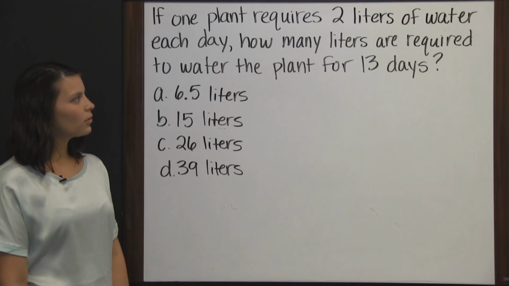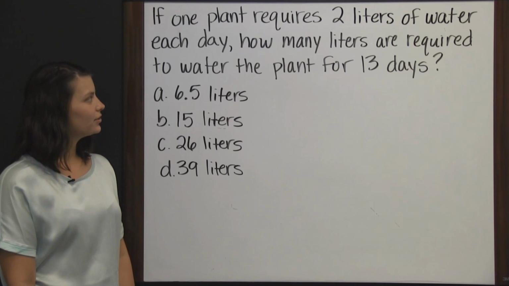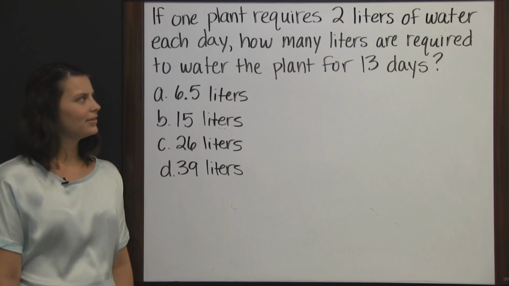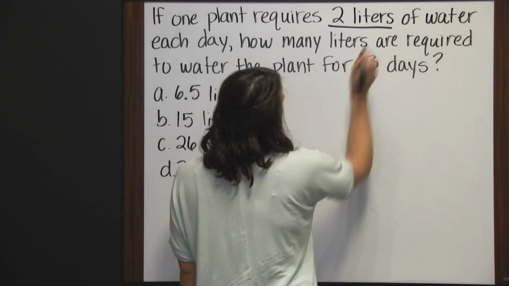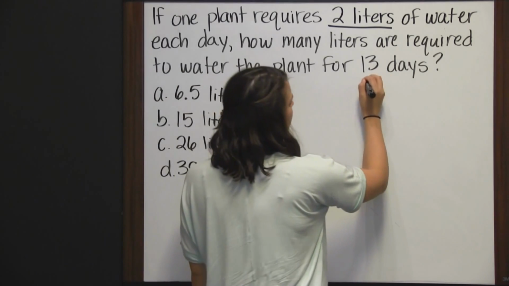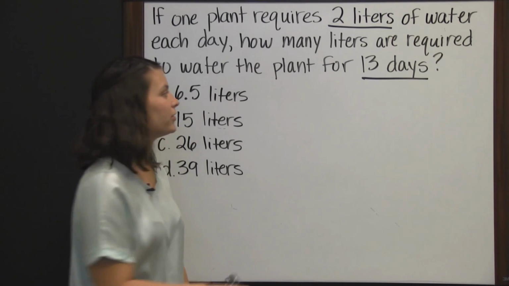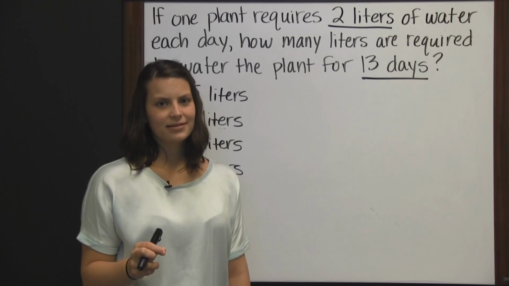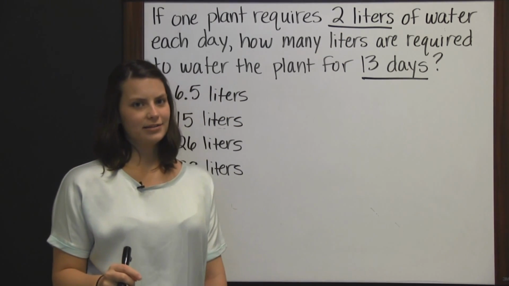If one plant requires 2 liters of water each day, how many liters are required to water the plant for 13 days? So for 1 day, this plant requires 2 liters of water. But we're going to water this plant for 13 days. That means we're going to water this plant 13 times. And each time we water it, we're going to put 2 liters of water in it.